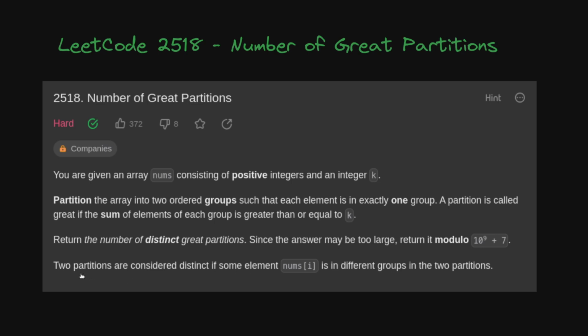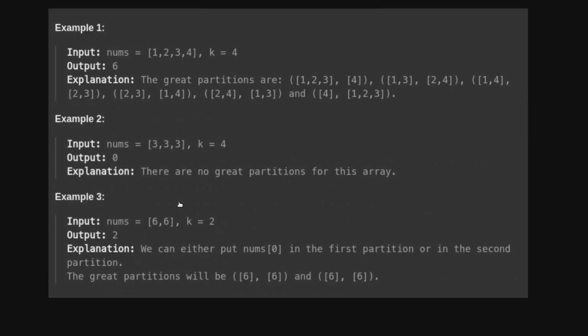They're also mentioning that two partitions are considered distinct if some element is in either one or the other group. Those orders are counted as different. So the obvious solution is to use dynamic programming here. Let's also go through some of the sample test cases that they have provided.